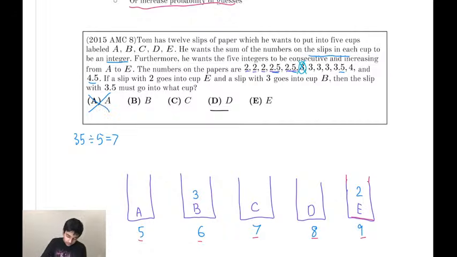What about B? Can 3.5 go into B? Of course not, because if we put 3.5 into B, the total sum is now 6.5. That obviously doesn't work. So B also doesn't work, so you can eliminate B.